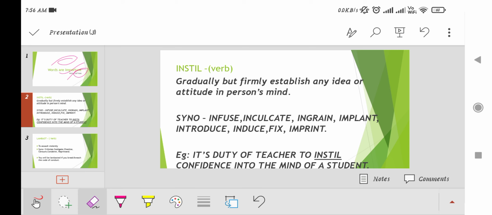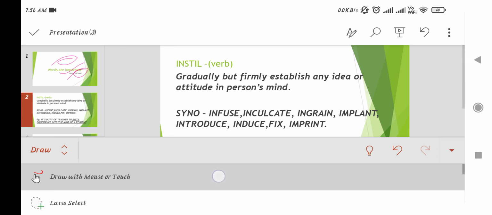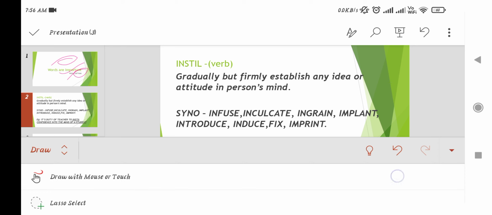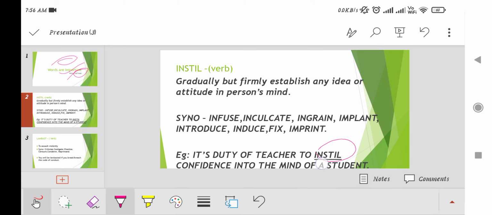So how can we use instill? It's very crystal clear that it's the duty of a teacher to instill confidence into the mind of students. Okay, it's the duty of a teacher to instill confidence into the mind of students. Means यह जो है ना, एक टीचर का, एक शिक्षक का कर्तव्य है कि वो अपने स्टूडेंट्स के, अपने छात्रों के माइंड में कॉन्फिडेंस को इंस्टिल करे.